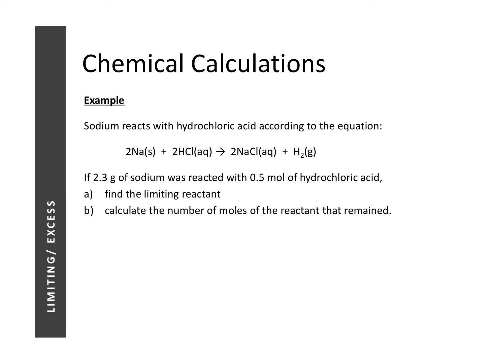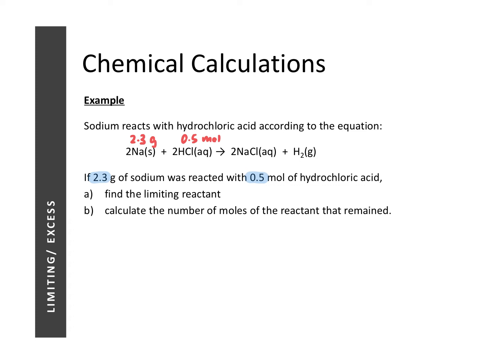Now let us look at an actual limiting excess question. Before we even go into solving the question, I want you to be able to spot a limiting excess question when you see one. A trademark or feature of a limiting excess question is this: the amount of both reactants are given in the question. So if you look at this question, you are given 2.3 grams of sodium reacting with 0.5 moles of acid. So in questions where you see that the amount of both reactants are given, this tells you that the question is a limiting excess type question.